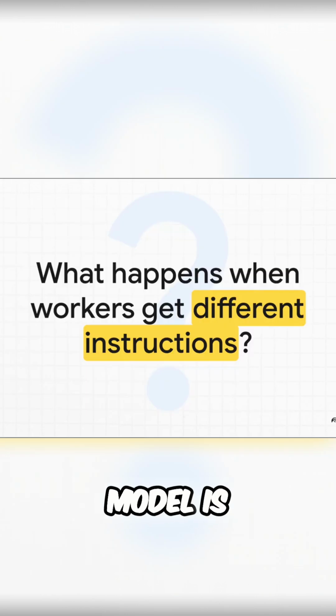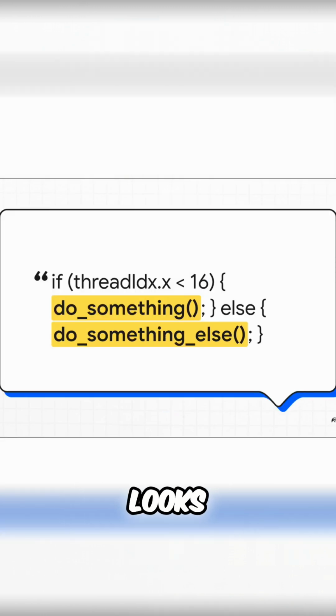This lockstep model is unbelievably efficient, as long as everyone is doing the same thing. But it brings up a really fascinating question. What happens when your code has a branch? What if some workers in that crew need to do one thing, and the others need to do something completely different? Just imagine your code looks something like this. It's a simple if-else statement.